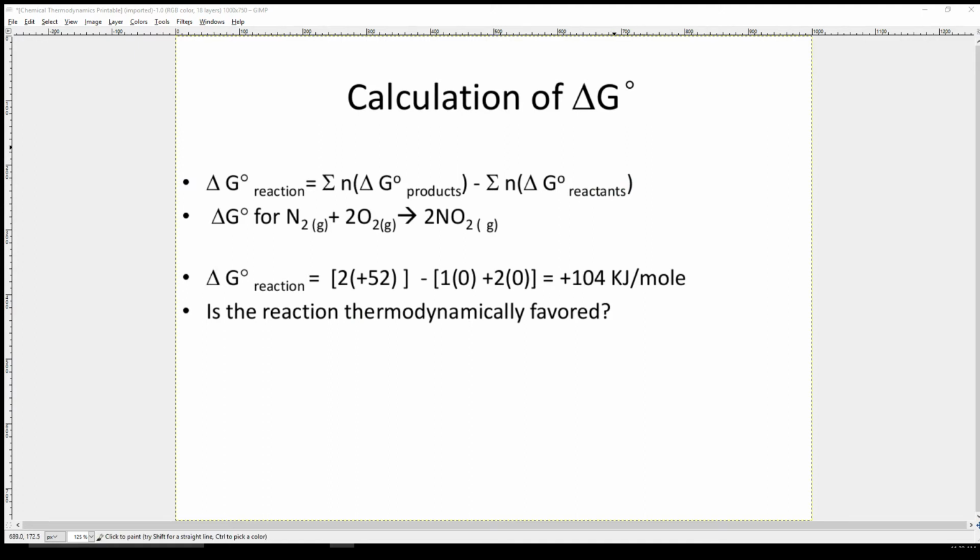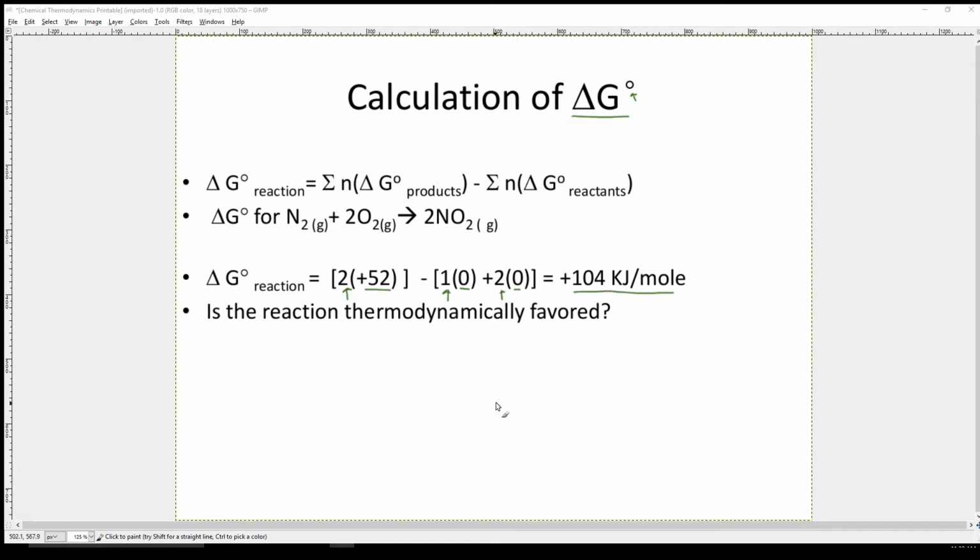All right, something new: calculation of Gibbs free energy at standard conditions. Hey, it's the same equation. Sweet. So you go into your table in the book and you look up your numbers, and oh, some of them are 0. That's nice. You get your coefficients from your balanced equation and you get a number.